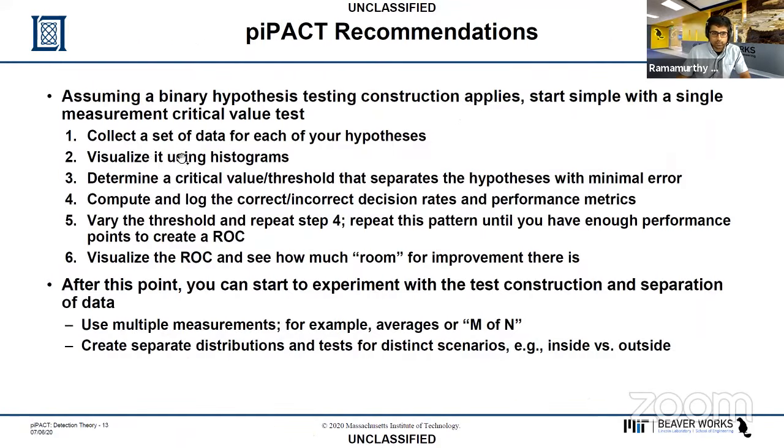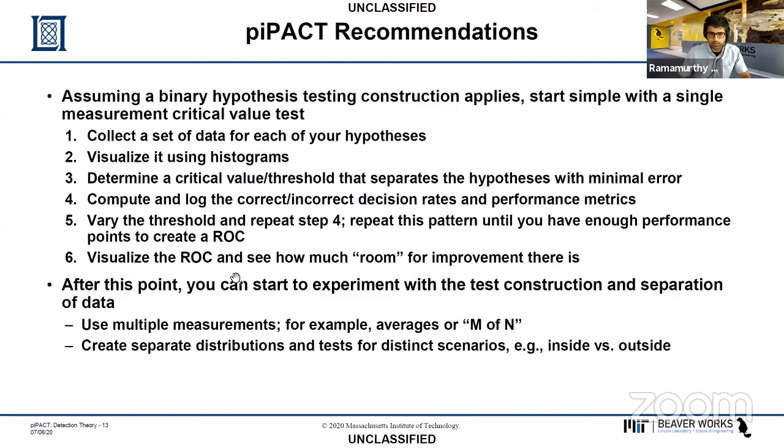And then visualize it using histograms. Determine a critical value threshold that seems to separate your hypothesis with minimal error. Compute and log the correct or incorrect decision rates and performance metrics. And then vary that threshold and repeat step 4. By going through the cycle of varying the threshold, figuring out your metrics and logging them, you'll be able to create that ROC curve.